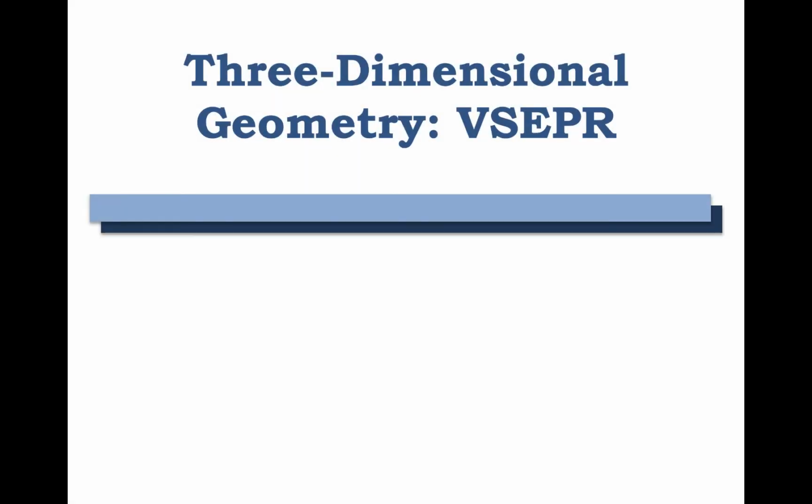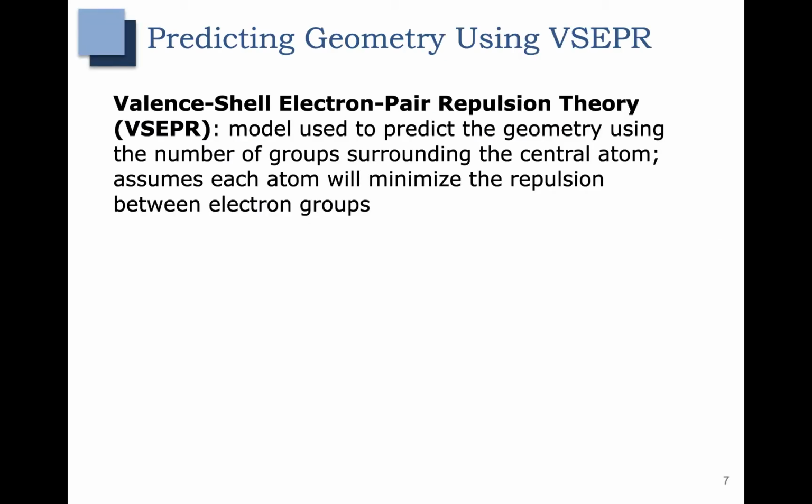In this video, we're going to look at three-dimensional geometry using the VSEPR model. VSEPR stands for Valence-Shell Electron-Pair Repulsion theory. It's just a model that we use to predict the geometry by counting the number of groups surrounding a central atom. We assume in this model that each atom will minimize the repulsion between these groups, or effectively that means they'll be spread out as far apart as possible.